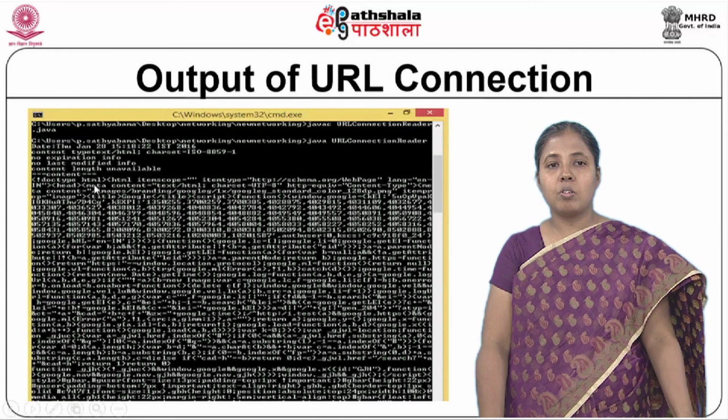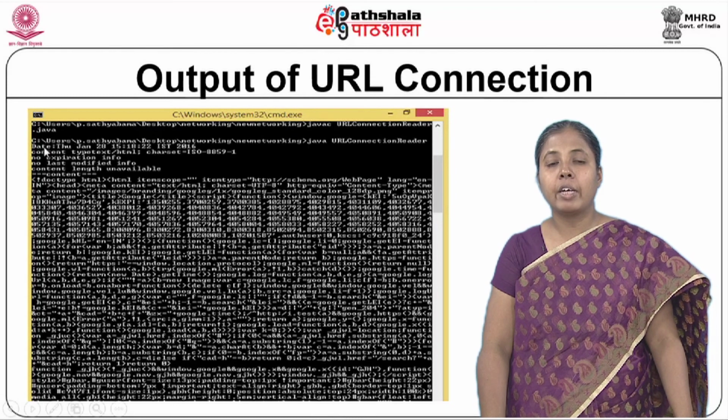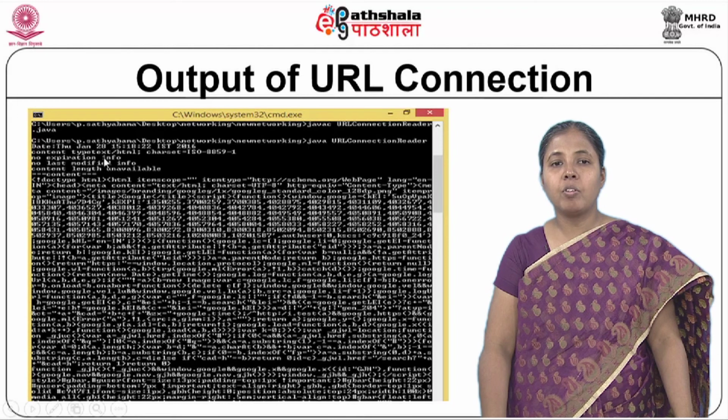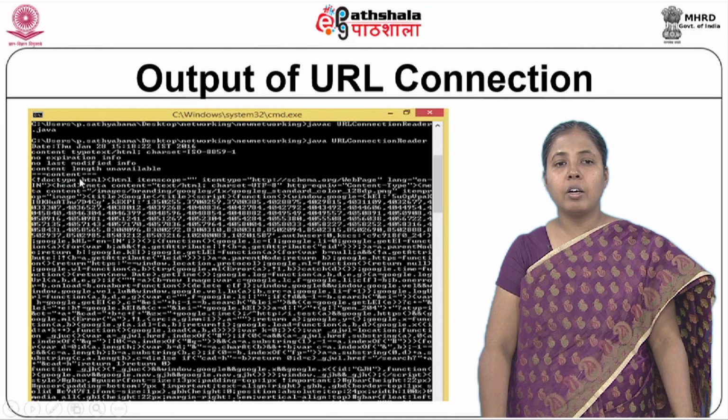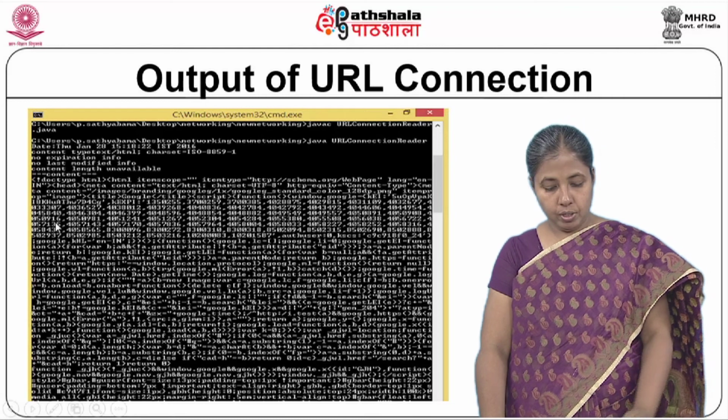So, the output is like this. We try to print the date, getDate, and then we try to print the content type. You can see text/html, the character set, everything is given. Then we try to print the expiration information, which is not available, and the last modified information is also not available. Content length is unavailable and the entire page is actually printed. So, the content of the page is printed.